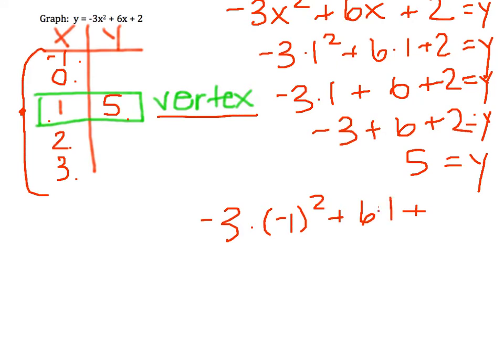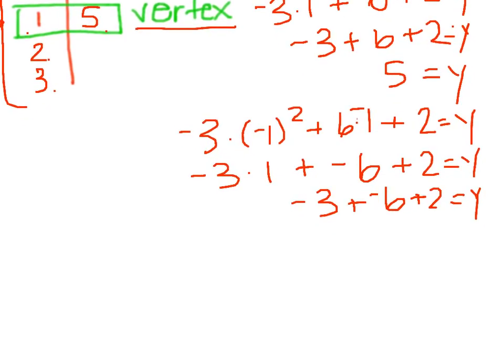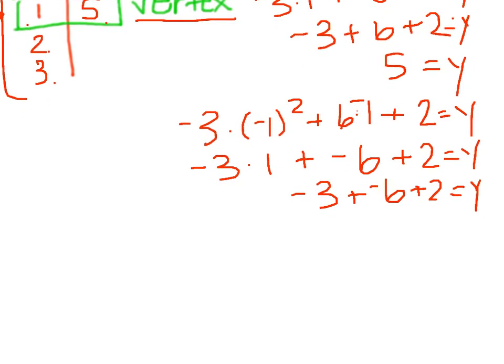6 times 1 plus 2, that's going to equal y. So negative 3 times negative 1 squared is 1, and that's a negative 1 there too. 6 times negative 1 is negative 6 plus 2, that equals y. So we'll get negative 3 plus negative 6 plus 2. When I add those up correctly using my rules of integers, I should get negative 7 equals y.